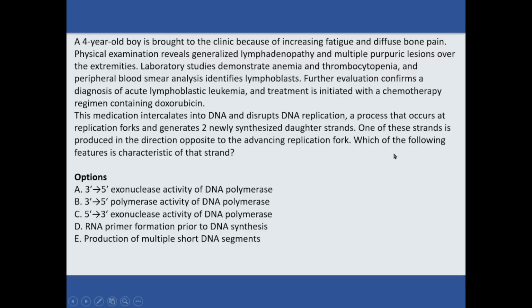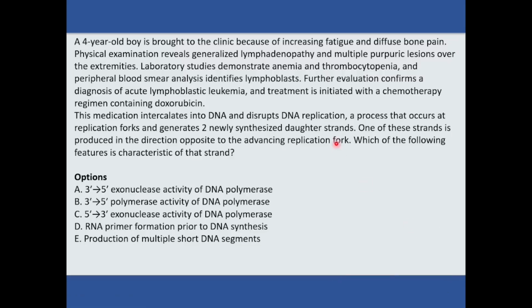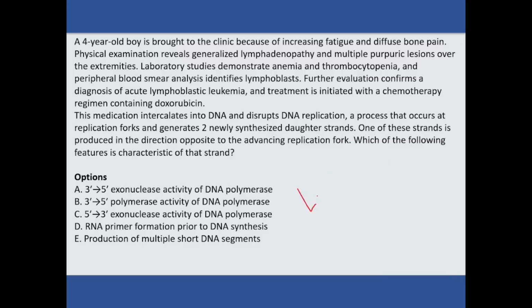Now, the question: one of these strands is produced in a direction opposite to the advancing replication fork. Which of the following features is characteristic of that strand? And you know already that they're talking about the lagging strand, and this is the correct answer then: production of multiple short DNA segments, talking about the Okazaki fragments.